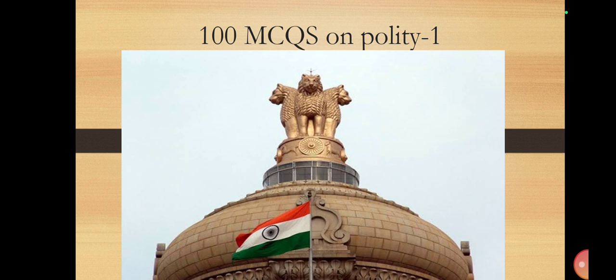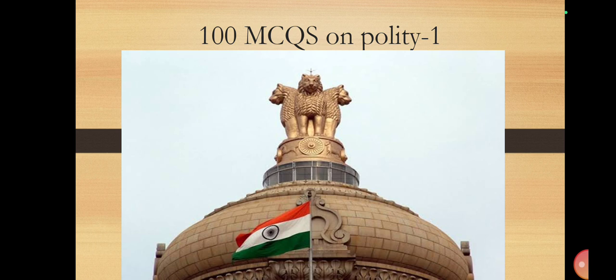The Metropolitan Planning Committee, while preparing the draft plan, is to have due regard to matters of common interest between municipalities and panchayats, overall objectives and priorities set by the Union government, and plans prepared by the panchayats in metropolitan areas. All these are correct.